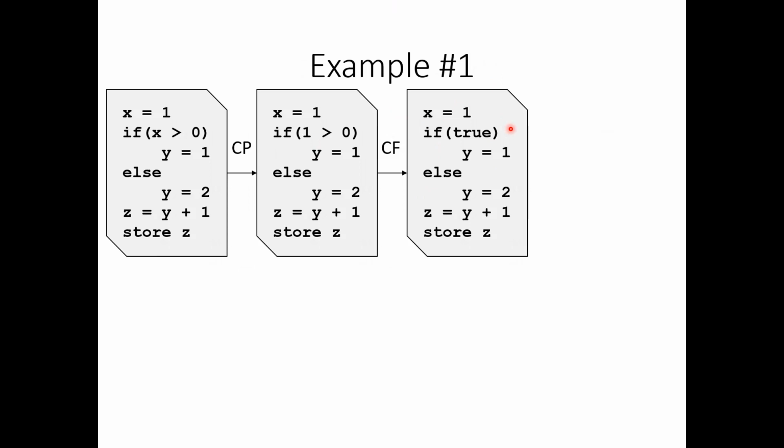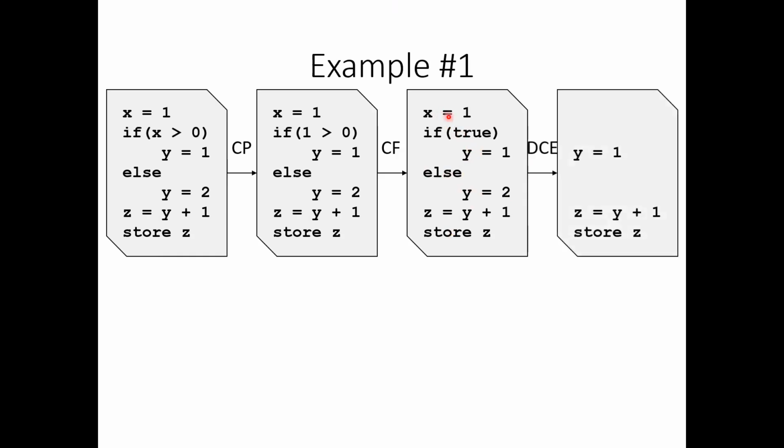I can apply dead code elimination. What would dead code elimination do? Right, dead code elimination will remove the branch. Here, I no longer have a branch to y equals 2 because the if condition always goes to y equals 1. So dead code elimination is first going to get rid of x equals 1 because x is no longer used anywhere. And it also gets rid of y equals 2 because the branch into y equals 2 is gone. So I'm left with the following after I apply dead code elimination.